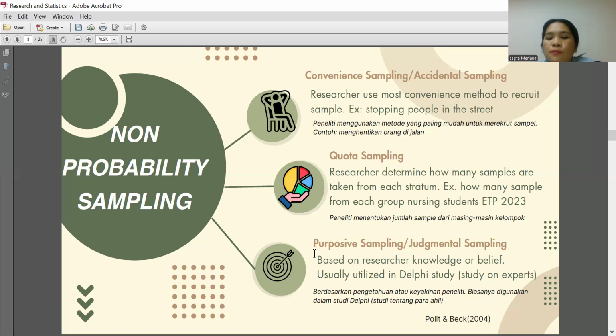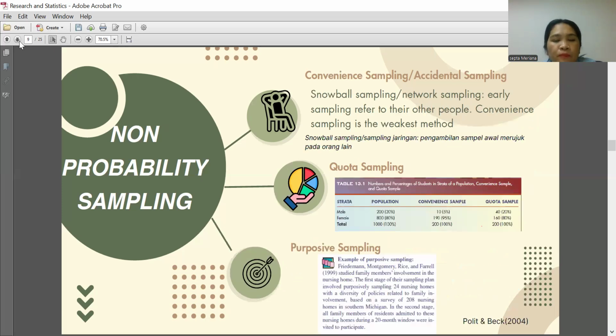The last one is purposive sampling or judgmental sampling. It is based on the researcher's knowledge or belief, usually utilized in a Delphi study. A Delphi study is where we ask the experts, an expert study. For undergraduate students, we rarely use this method.